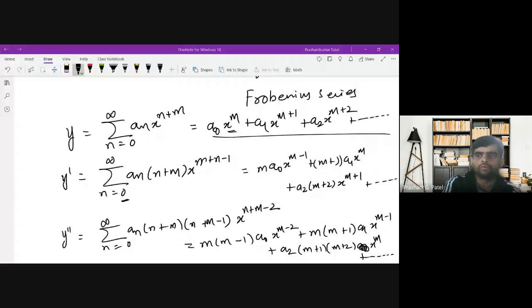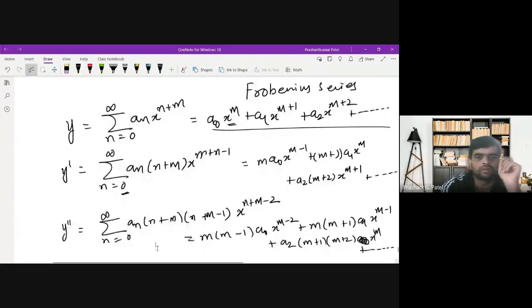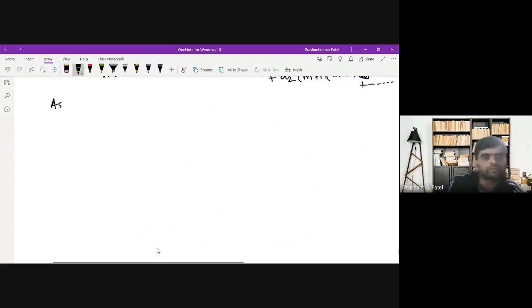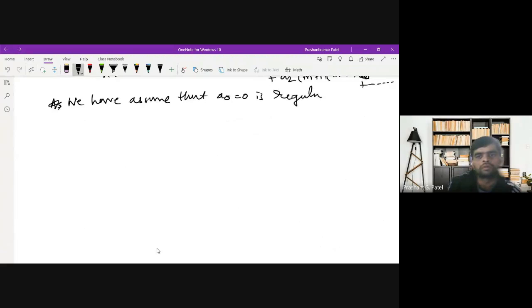Okay, we have assumed that x equal to 0 is the regular singular point. What does it mean? It means we have assumed that x0 equal to 0 is the regular singular point of the given ODE.